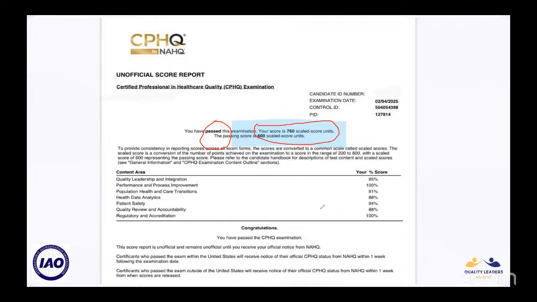Because of how scaling works, we cannot reverse engineer the exact number of correct answers from the scaled score. So 760 doesn't actually mean 118 were correct out of 125, because the conversion formula depends on difficulty calibration, which is proprietary to NHQ, and we are all unaware of it, right?